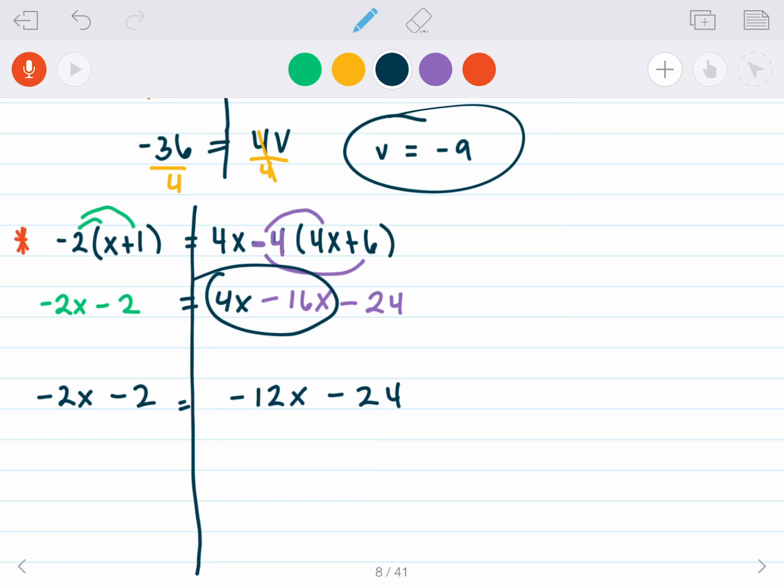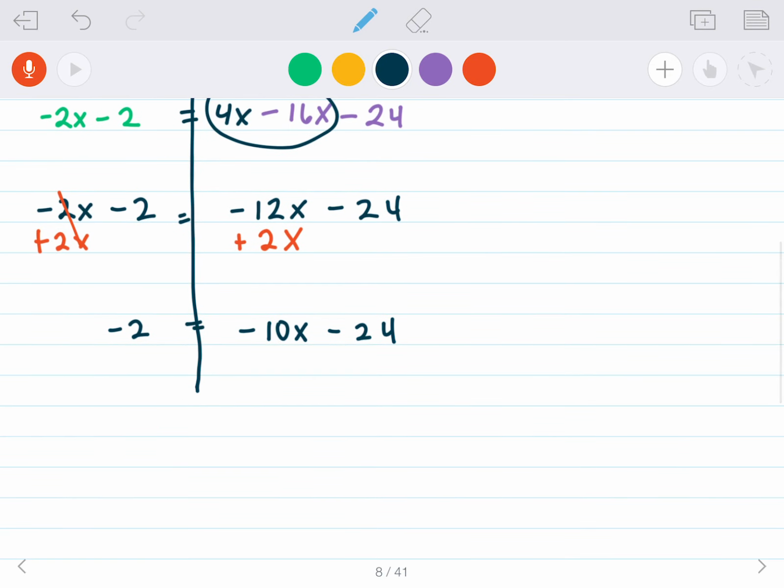Step 3 says to move your x's to one side. I am going to add 2x to both sides to make this negative 2x disappear. So that clears, and I'm left with negative 2 equals negative 12x plus 2x is negative 10x minus 24. Now I am going to work on the side with my x. I'm trying to get x alone, so I want to make this disappear first, and to do that I have to add 24 to both sides.